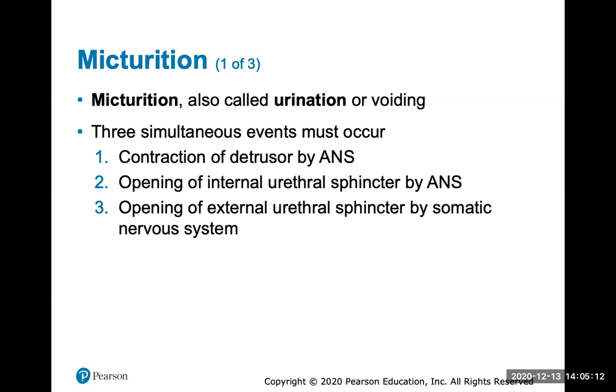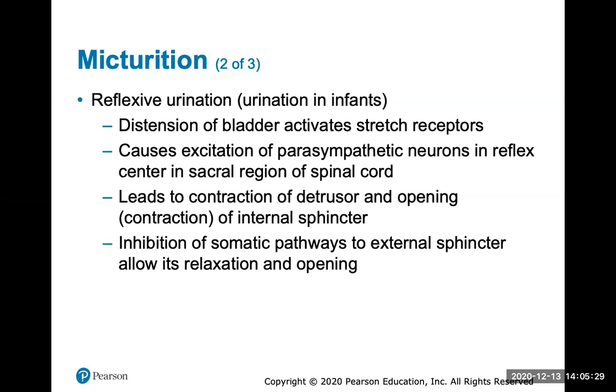Micturition is the process of urination or voiding. Three simultaneous events occur: contraction of the detrusor muscle in the bladder, opening of the internal urethral sphincter, that all happens automatically, and then opening of the external urethral sphincter is under voluntary somatic control.